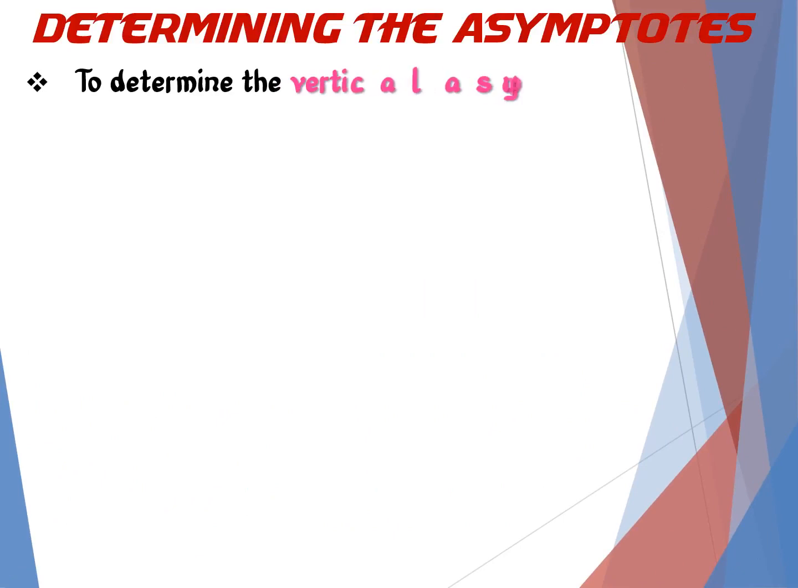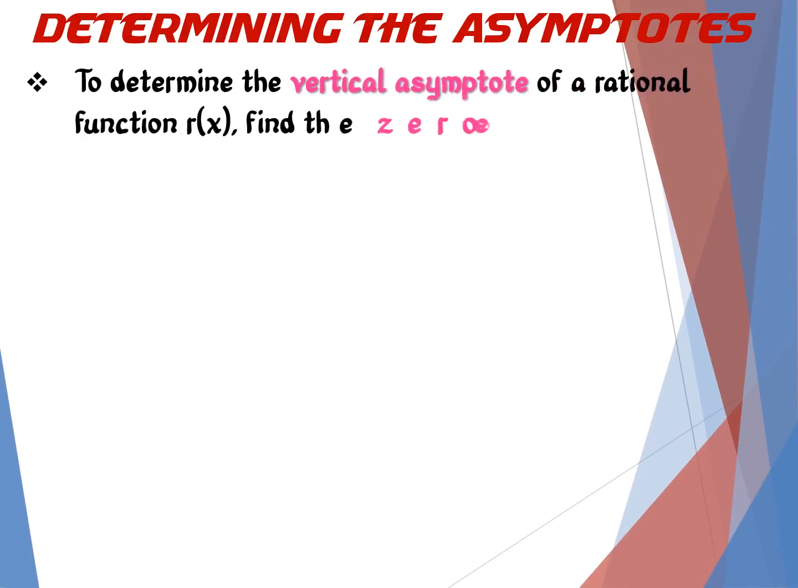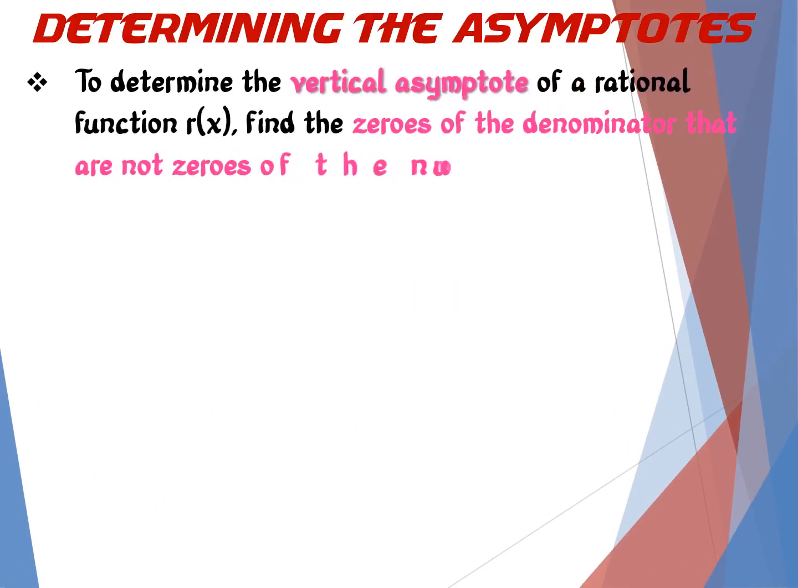There are two types of asymptotes, the vertical and the horizontal asymptote. To determine the vertical asymptote of a rational function r of x, you're going to find the zeros of the denominator that are not zeros of the numerator. To find the zeros, all you have to do is equate the factors of the numerator and denominator to 0 and solve for the value of x. That will be your vertical asymptote.